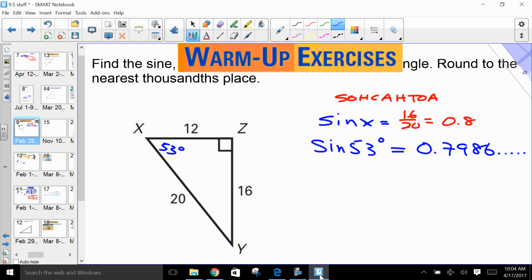But look at 0.79. If I round that to the nearest 10th place, the first decimal, look, it's the same thing as what I got. Okay, so this is really 0.8, rounding to the nearest 10th. Okay, now watch this.